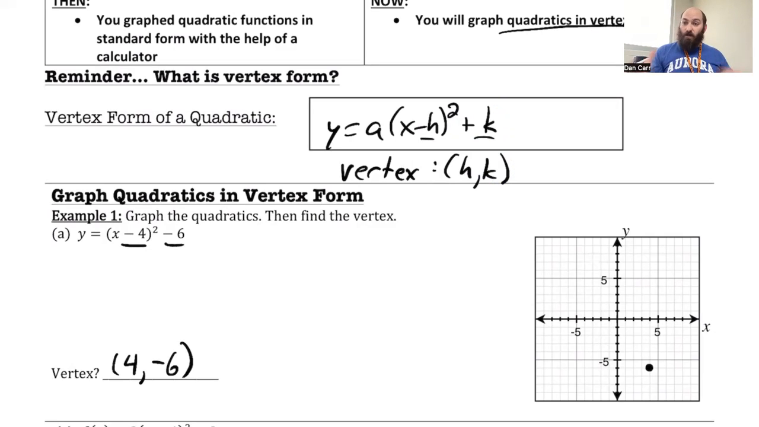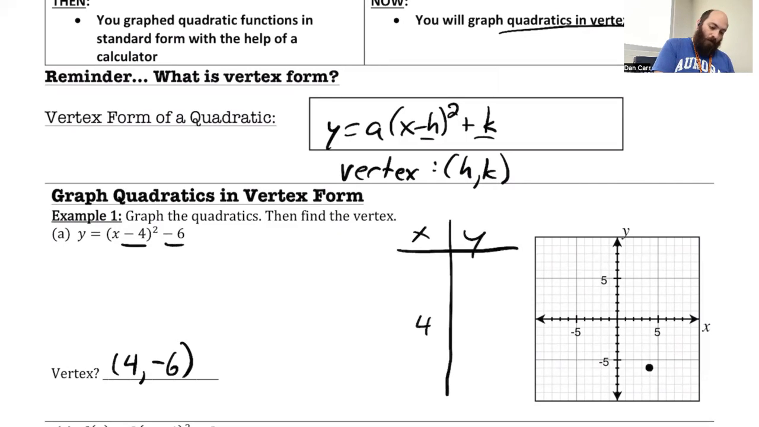Now, just like we did yesterday, we want some more points to help with this. If I make myself a quick chart like this, so I got x and y, and I'm putting 4, -6 in the middle. That's what I want. I want my vertex in the middle of all the points. So let's try 3, 2, 5, and 6. We get some more points off of that so we can see how this looks.